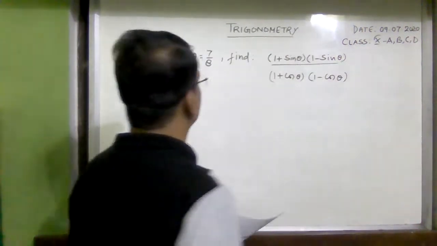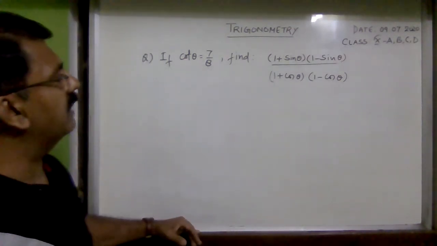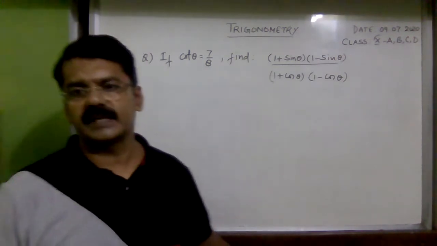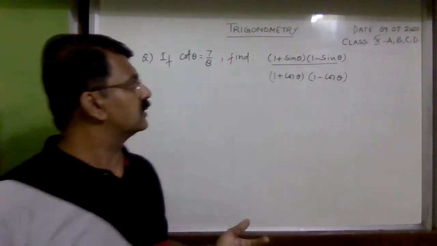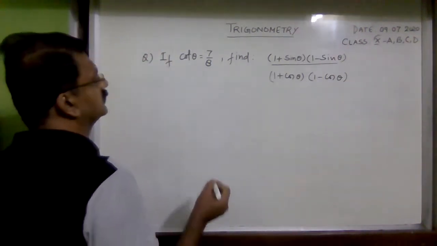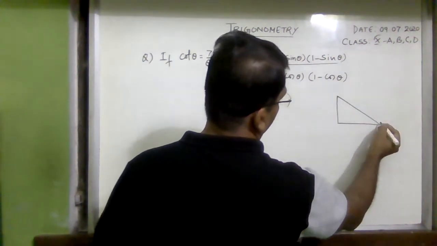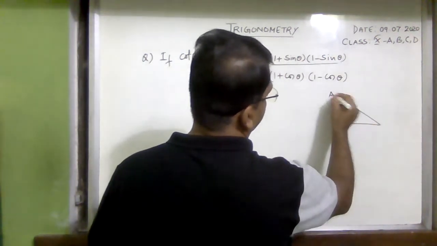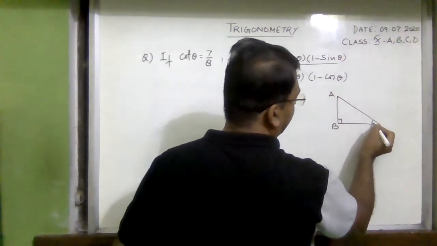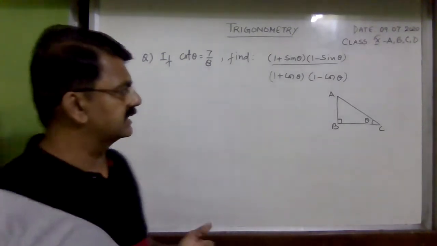Okay, so they are given the value of cot theta, that is 7 upon 8, and you have to find the value of 1 plus sine theta into 1 minus sine theta in the numerator and 1 plus cos theta into 1 minus cos theta in the denominator. So first of all, you make a triangle, say ABC, and right angle at B, and take C is equal to theta. Angle C you can take as theta.